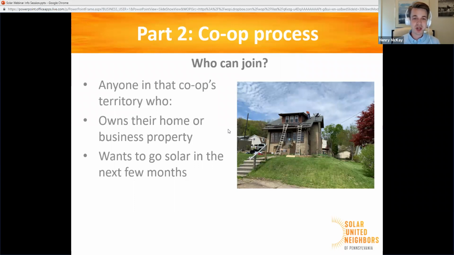And you're also welcome to shop around with other installers and see if you can get a better deal on your own. Remember, we're not in this to push you into a sale. We're trying to help you make a really informed, confident decision about going solar when it's right for you.